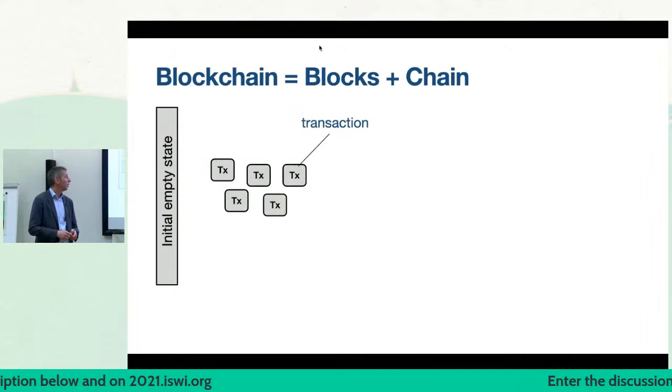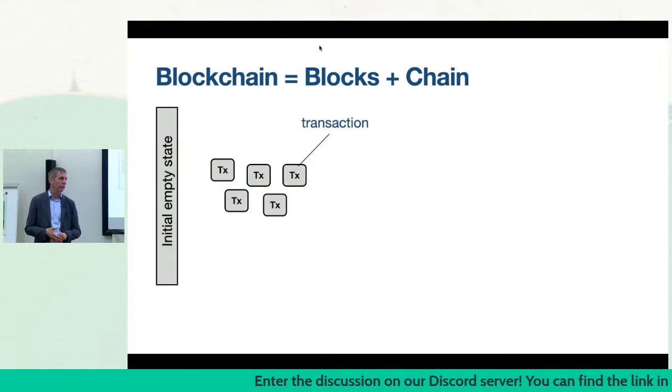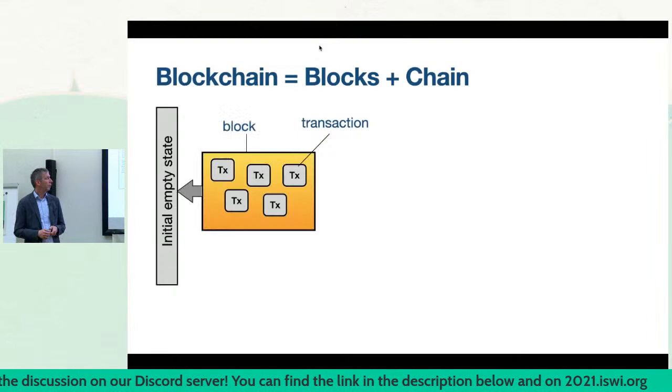And then we have transaction. The transaction says, I give this person $10, this person receives 20 euros, whatever. Yes, this is a transaction, very simple. And then we form from this transaction a block. And this block represents a state.